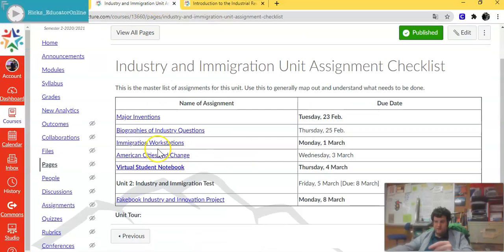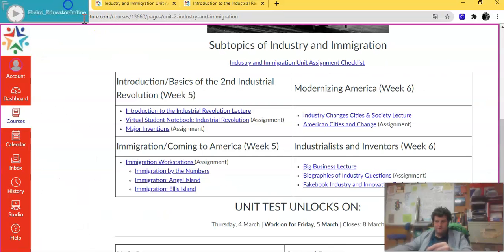Going back into the checklist real quick. In the next week, the immigration workstations will be due on that Monday, so you may not finish that activity on the e-learning Friday, but you will need to have it done by Monday at the end of the day. And then we're looking at a few other things.